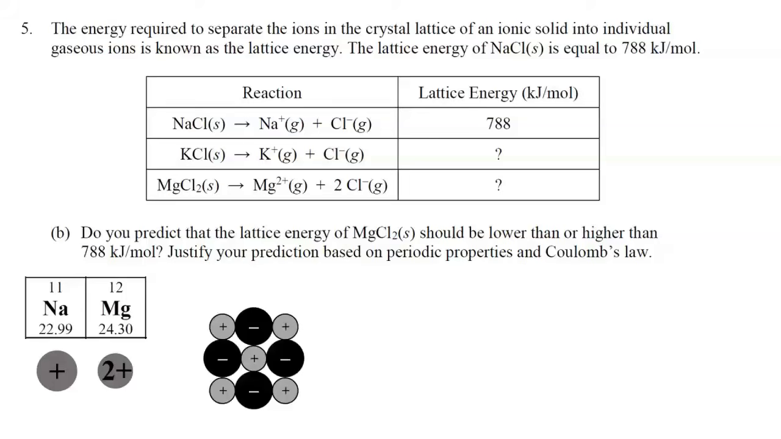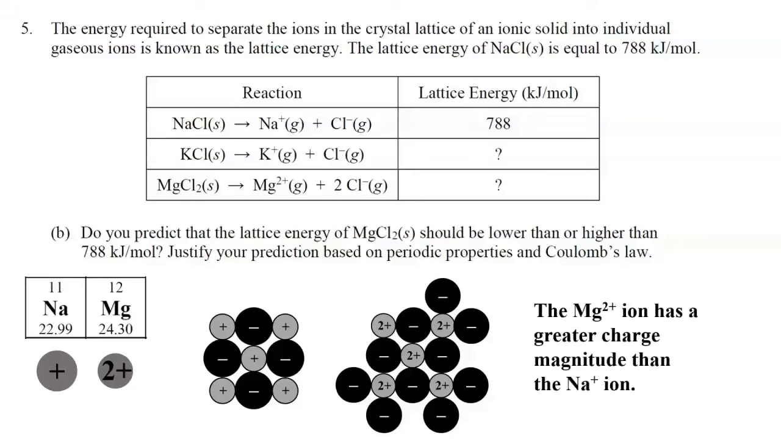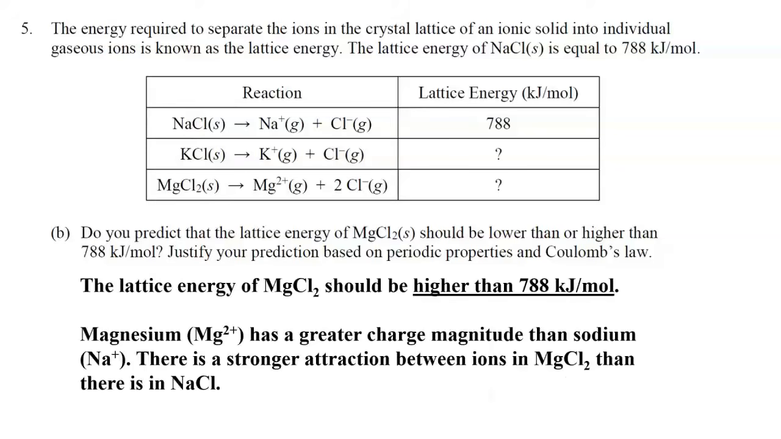charge for sodium. So here's my model for sodium chloride, so +1 and -1. Now here's my model for magnesium chloride, and so I'm showing that the charge on the magnesium ion is greater, the magnitude of charge is greater for magnesium than sodium. That's going to be a greater attraction between the ions based on the numerator of Coulomb's law. So the lattice energy of magnesium chloride should be higher than 788 kilojoules per mole.